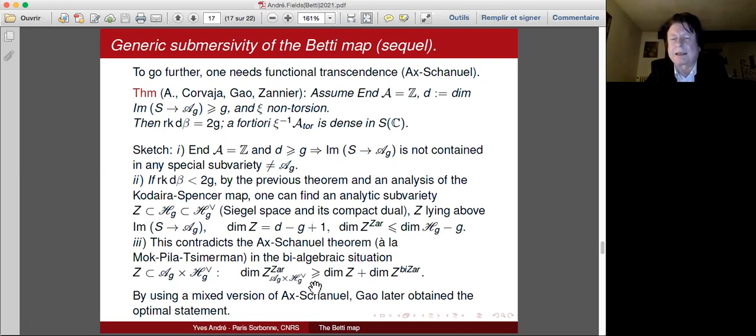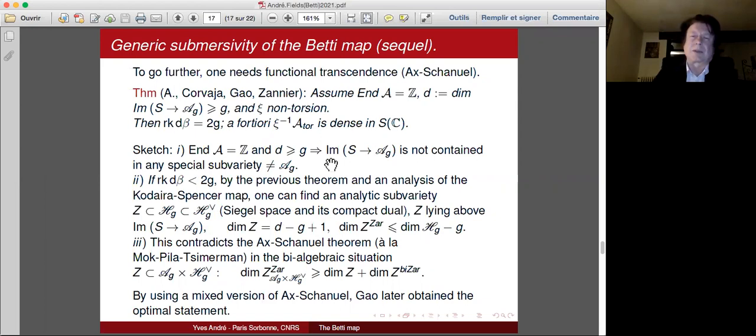Then the theorem says that when one considers the dimension of the Zariski closure of Z in the product, it is at least the dimension of Z itself plus the dimension of Z^biZar, it means the smallest algebraic variety which is both algebraic on the top, so in H_g check, and on the bottom in A_g. And here, if one puts everything together, because of this plus one, there is a contradiction.